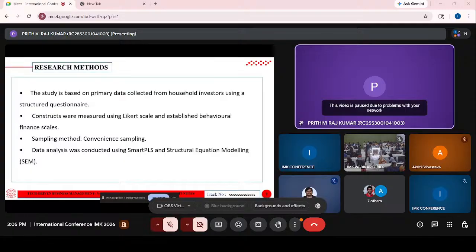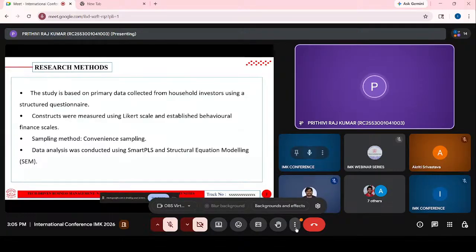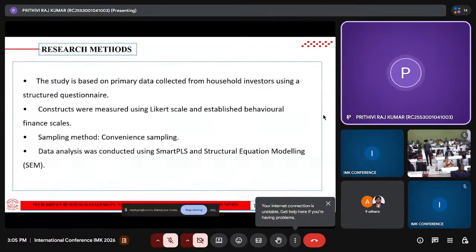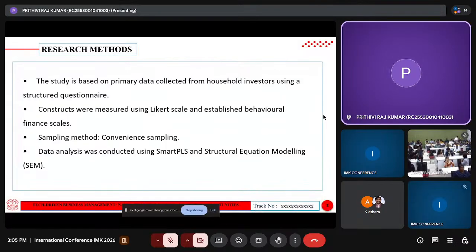Hello everyone. Good afternoon, respected chairperson, distinguished panel members, and fellow researchers. My name is Prithvi and I am from Chennai. My study examines household gold investment behavior from a behavioral finance perspective. The study is based on data collected using a structured questionnaire from household investors. The constructs were measured using a Likert scale, with items adapted from behavioral finance and consumer behavior literature. The sampling method was convenience sampling. The collected data were analyzed using SmartPLS for both the measurement model and the structural model.